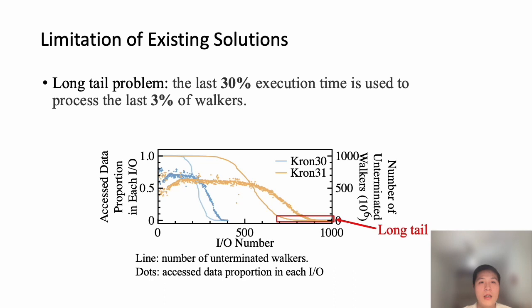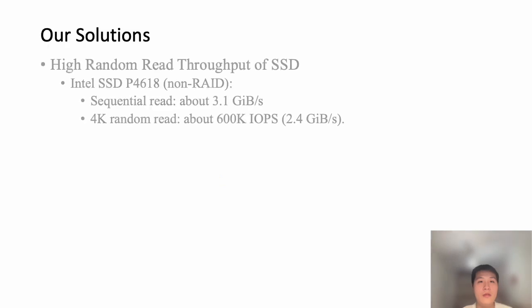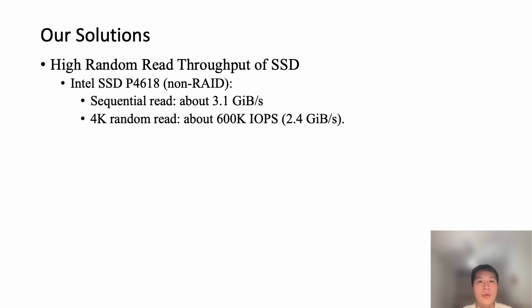Even though GraphWalker tries to load the current hottest block, as depicted in the figure, the proportion of data accessed in each I/O is still not high. It exacerbates the long tail problem. Modern SSDs can achieve both high throughput and high IOPS, but not simultaneously.